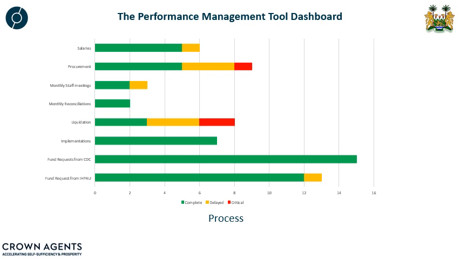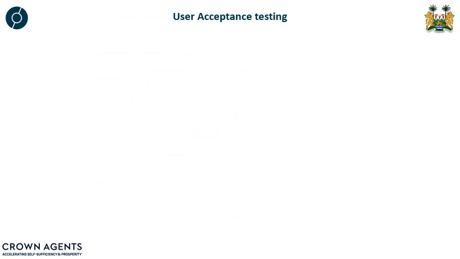There's also a process performance management dashboard. So this is looking at the different processes involved, which ones are successful. So in this example, the fund request from CDC seems to be very successful. However, there seems to be significant problems in the liquidation process. So therefore, this is the dashboard that would suggest that that process needs closer attention.